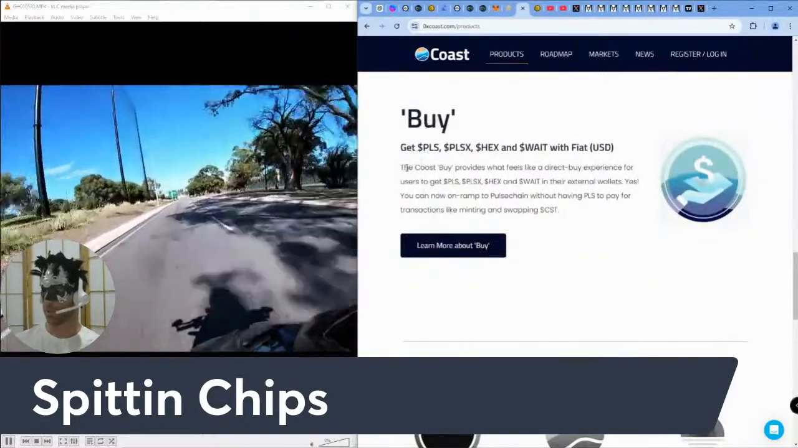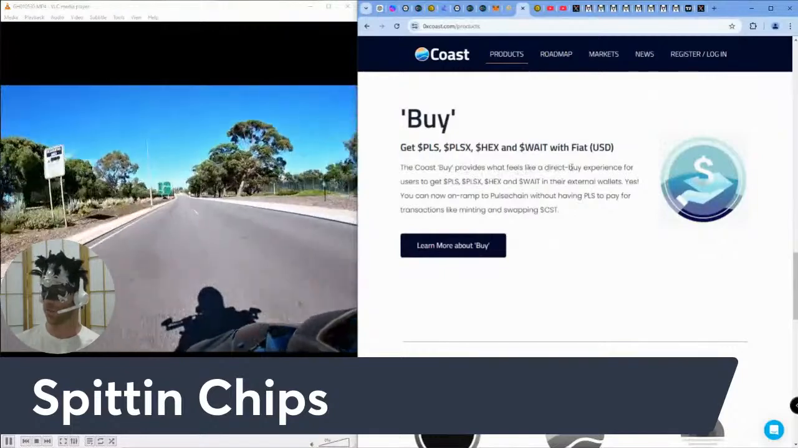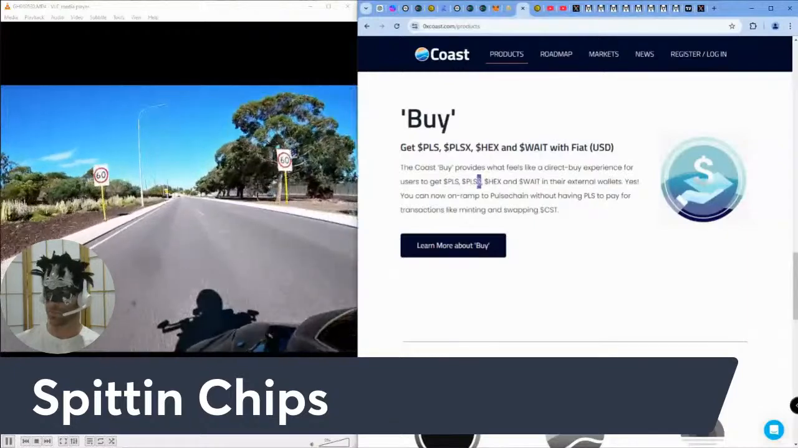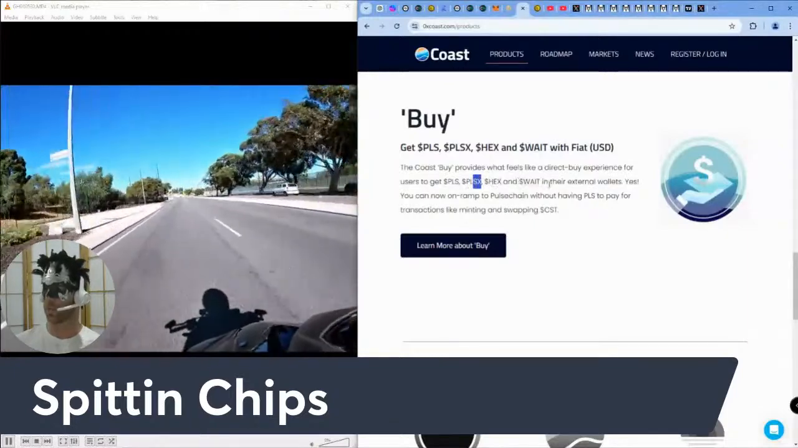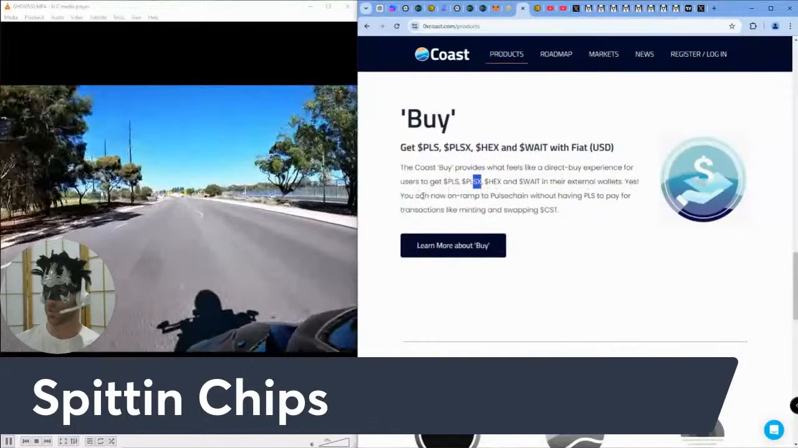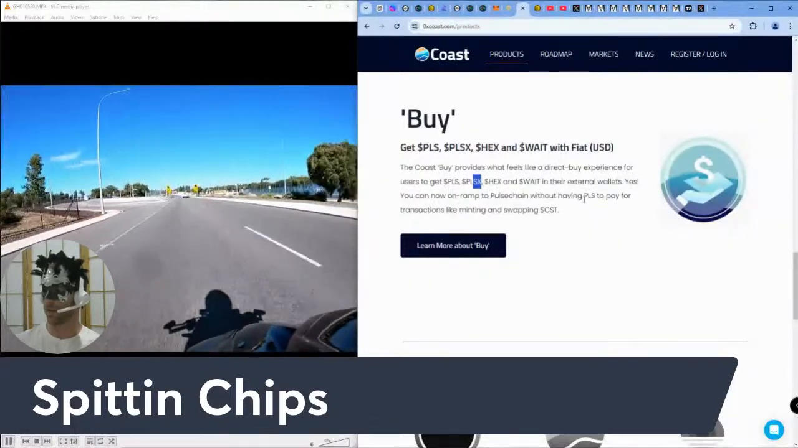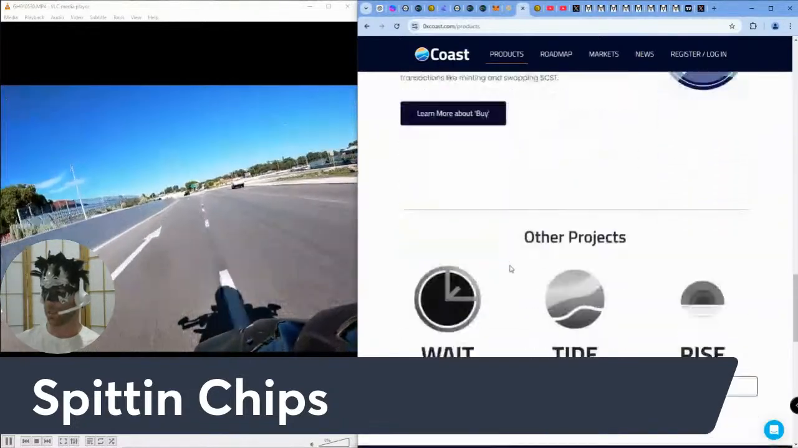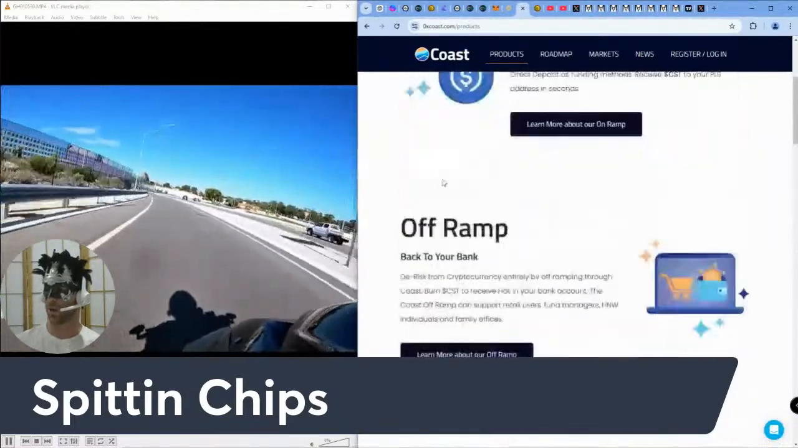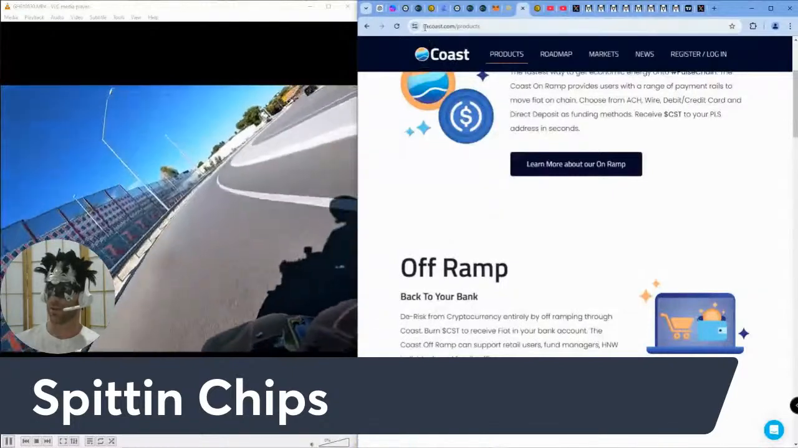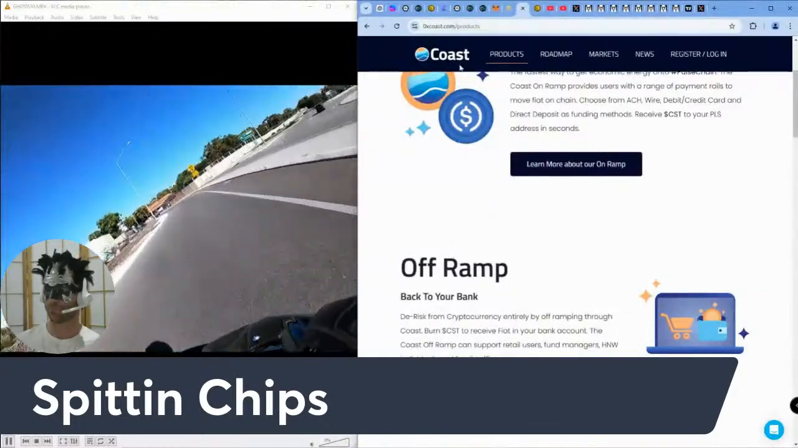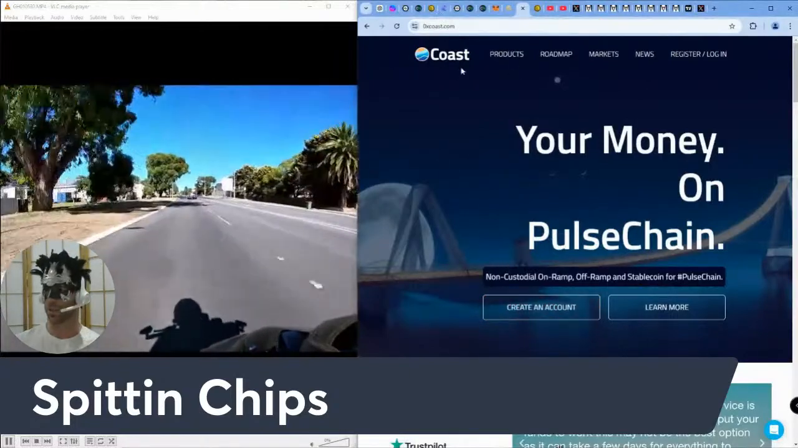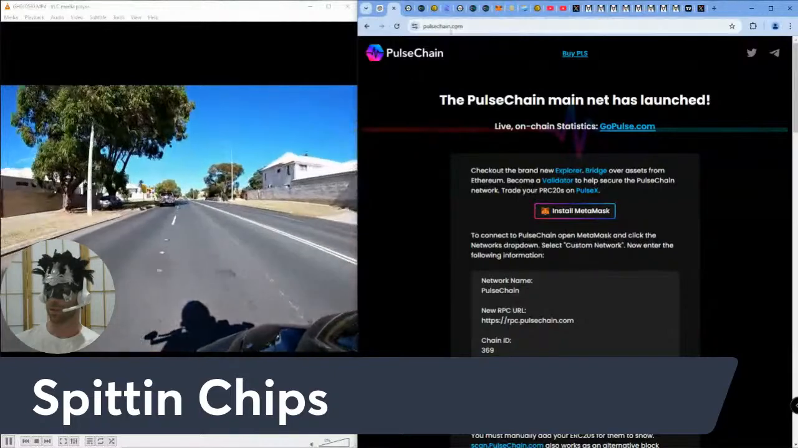Coast buy provides what feels like a direct buy experience for users to get PLS, which is PulseChain, PulseX, the exchange, HEX, and weights in their internal wallets. Yes, you can now on-ramp to PulseChain without having PLS to pay the transactions, like minting. So it's just another direct pathway. So you're just aware, it's 0x0Coast.com. I'll leave all these descriptions below, so you've got a direct pathway to see what you can find. But just remember, that's all on the PulseChain website.